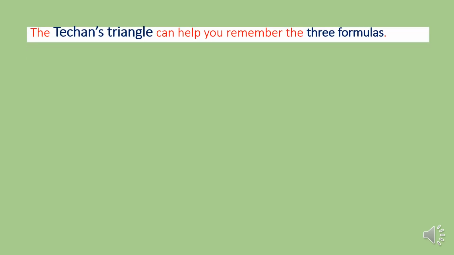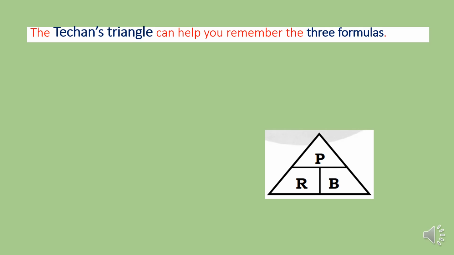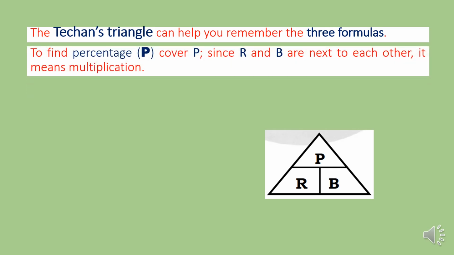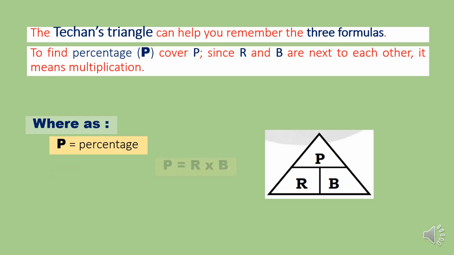The triangle can help you remember the three formulas. To find percentage, cover P since R and B are next to each other. It means multiplication. Whereas percentage equals rate times base.